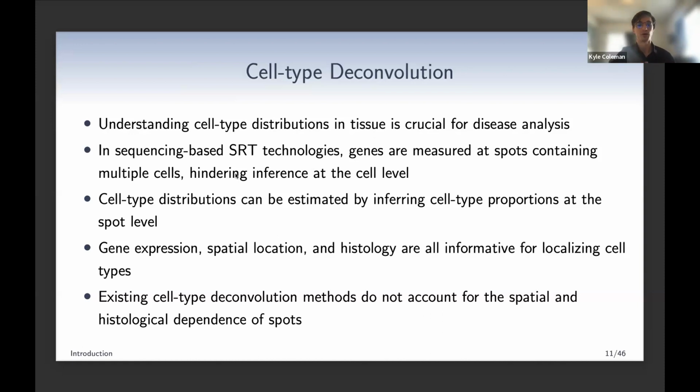In this case, however, when we have multiple cells per spot, cell type distributions are often estimated by inferring cell type proportions at the spot level. And this is done via a cell type deconvolution algorithm. We also know that gene expression, spatial location, and histology information are all informative for localizing cell types. And histology information can provide a morphological context to cells within spots that isn't necessarily known with just gene expression or spatial location information alone. The problem with cell type deconvolution methods that were developed before SpaDecon is that they don't account for the spatial and histological dependence of spots, but rely pretty much entirely on gene expression in order to perform cell type deconvolution.